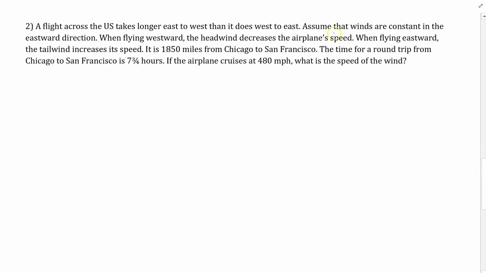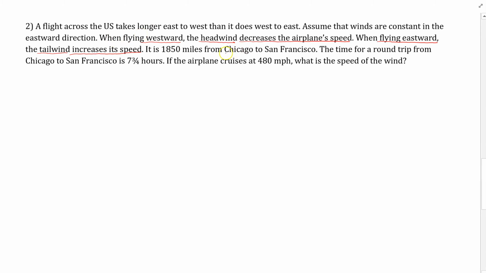And we're assuming that winds are constant in the eastward direction. So what happens is when you're heading west, you end up going against the eastern wind. So we call it a headwind because we're going against the wind, and it actually slows the plane down. However, when you are flying eastward, so you're going in the same direction as the eastward wind, we call it a tailwind, and it actually increases the speed.